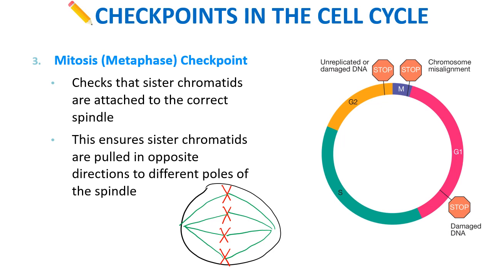So at this checkpoint, there are some proteins that are checking that the sister chromatids are attached to the correct spindle fiber, ready to be pulled apart. And then once that check is done, and we go ahead and pass the checkpoint, then we go into anaphase, and those sister chromatids get pulled apart into opposite directions by those spindle fibers.